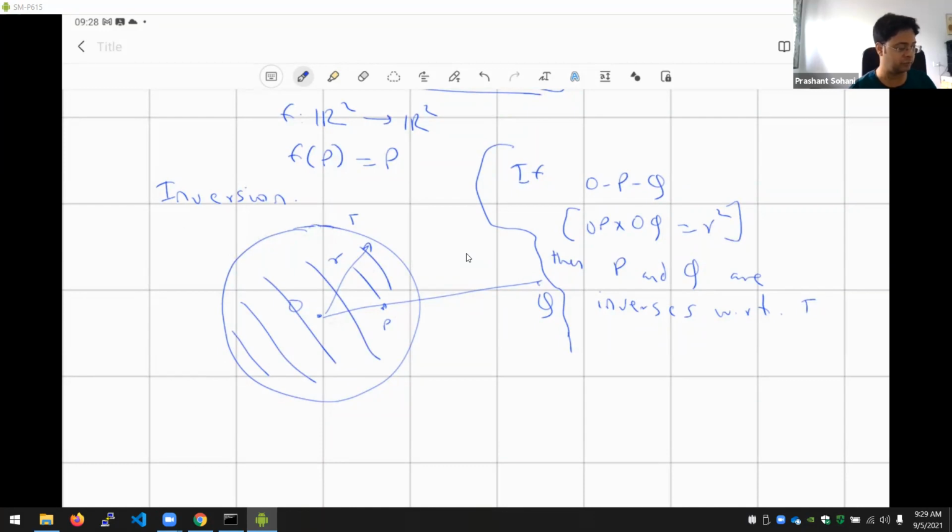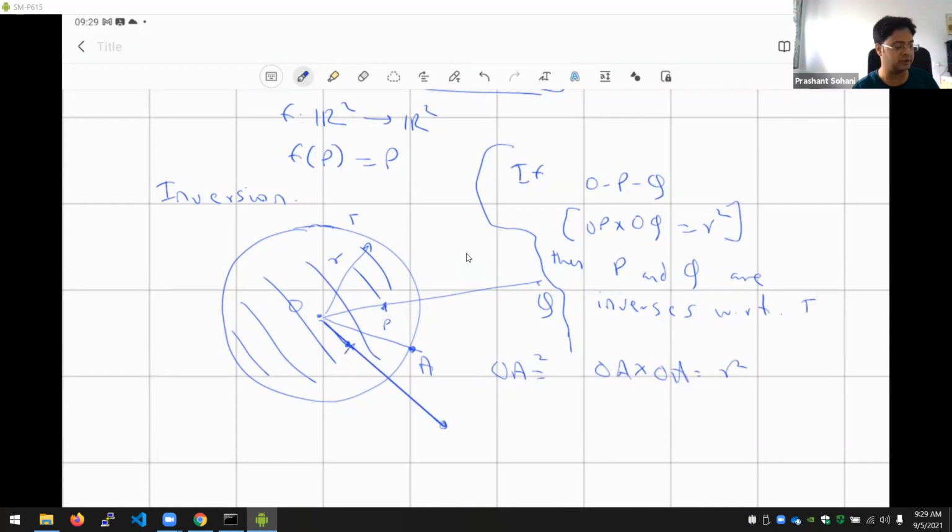In particular, if you notice any point on the circle like this one, it will be its own inverse, because obviously OA into OA is equal to r square. So every point on the circle is its own inverse. Every point inside the circle has an inverse outside, and every point outside the circle has an inverse inside.